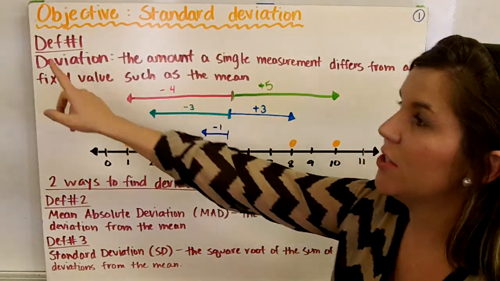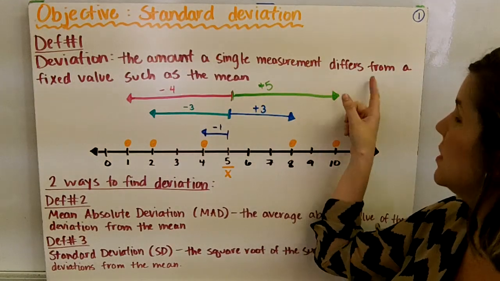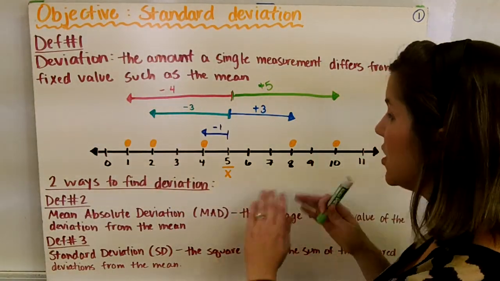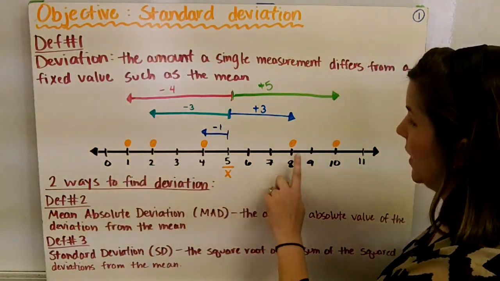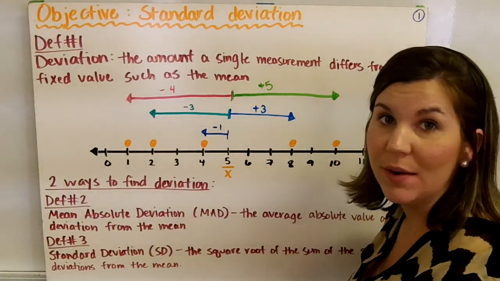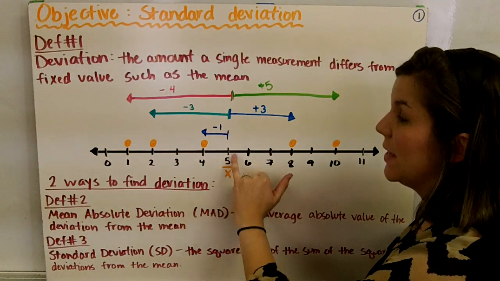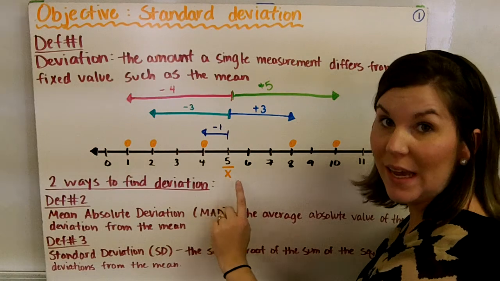Objective, standard deviation. Definition number 1. Deviation, the amount a single measurement differs from a fixed value such as the mean. So we have a dot plot and we have the values 1, 2, 4, 8, and 10. If you add these together and then divide by 5, because there are 5 data values, we get a mean of 5. So I've denoted the mean using X bar.